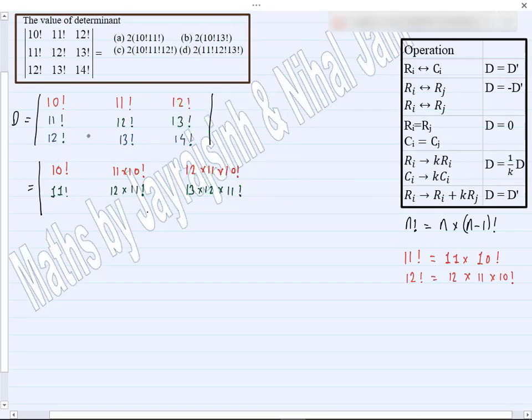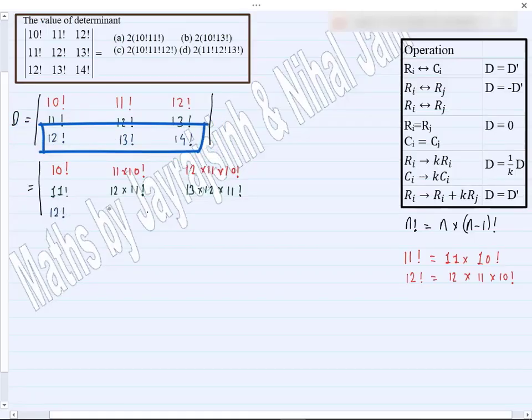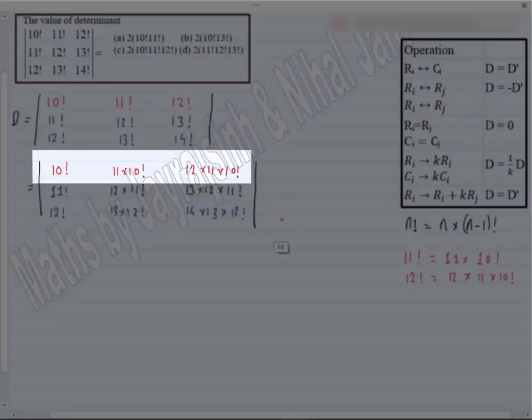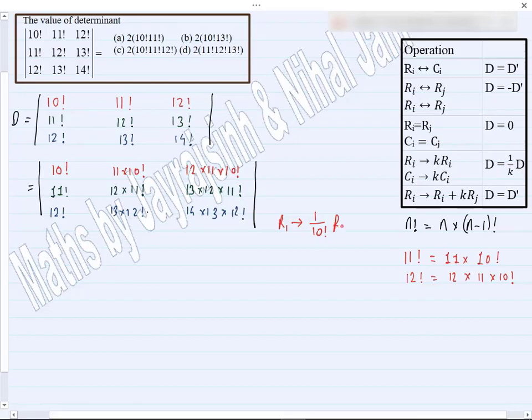And in the same way, we can get 12 factorial common in the last row: 12 factorial, 13 into 12 factorial, then 14 into 13 into 12 factorial, right? So we can take common 10 factorial from the first row. We can divide the first row by 10 factorial.